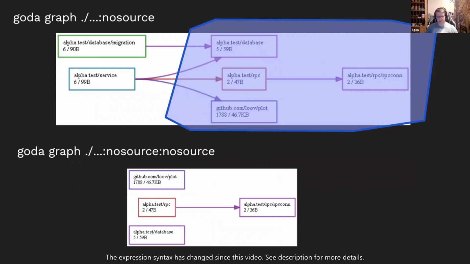Some of these selectors can be aggregated, so you can set the no source multiple times, so you can go deeper into the layers. That doesn't work for root, because the root means the specific packages that you were importing.